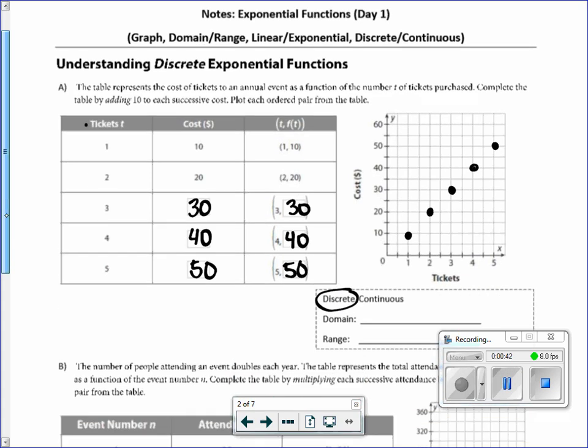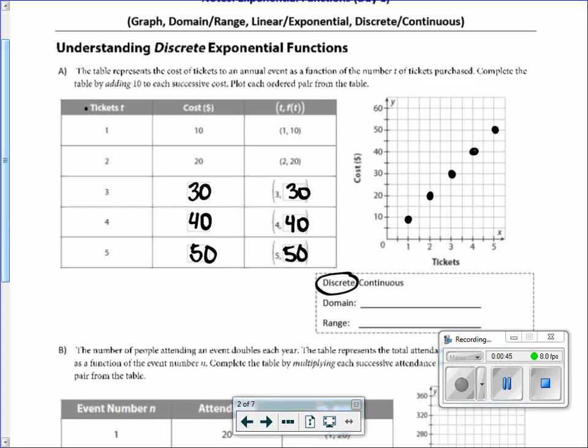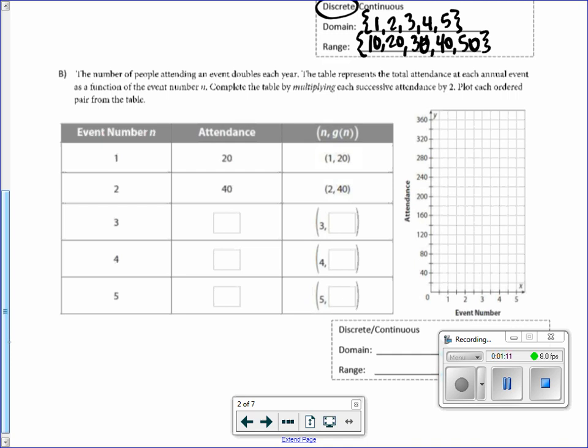So since it's discrete, how do we write the domain and range? With that list. So 1, 2, 3, 4, 5, and then 10, 20, 30, 40, 50. Okay, how many of y'all are still working on the second one? No? We're ready to go for it? So let's talk about the second one. So this one said to do what to continue the graph? Multiply by 2, so that makes it 80, 160, 320.